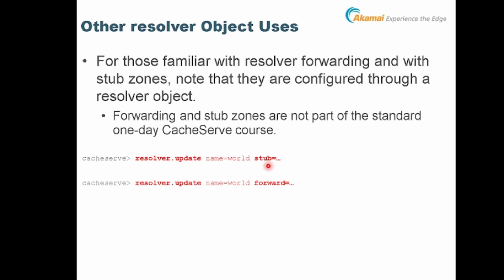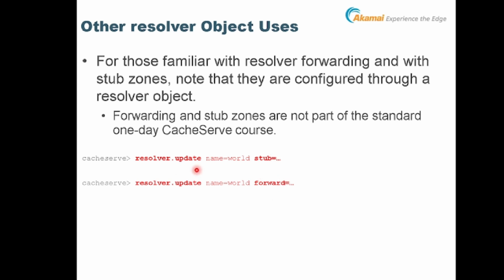There would be like a stub, which is a private delegation to an authoritative server that CacheServe would not discover otherwise. Or a forward, which is sending to another caching server. We will look at these tomorrow. It says here they're not part of the standard course, but we're going to be looking at that tomorrow, partly because we have an authoritative server that we can use for the stub. So that's one of the reasons that we will do that exercise. But that lab we'll do tomorrow. I think it's at the end of the course.